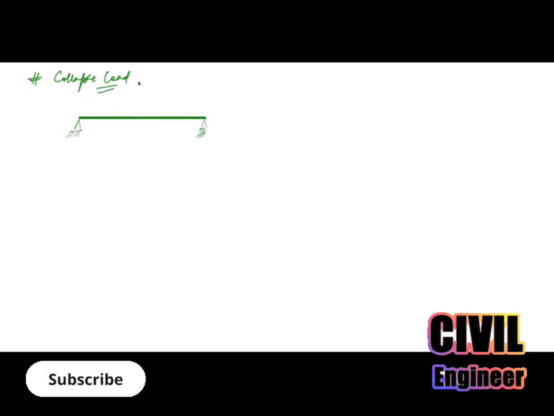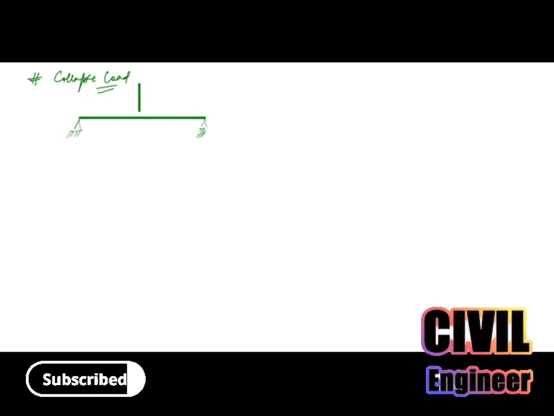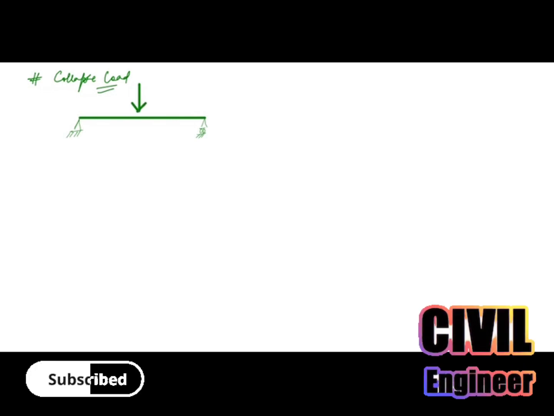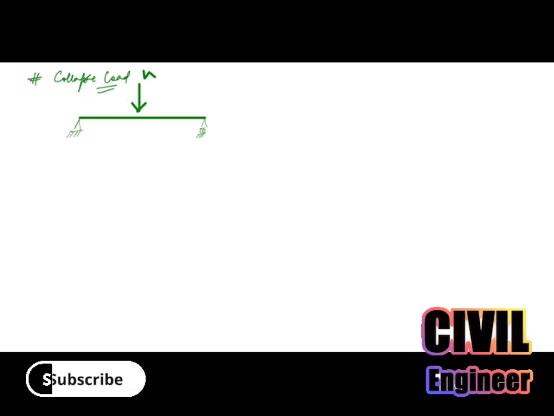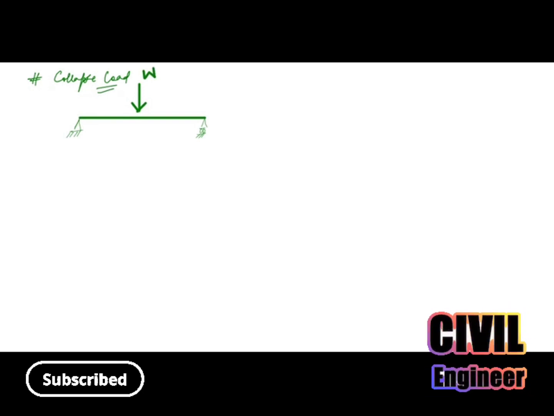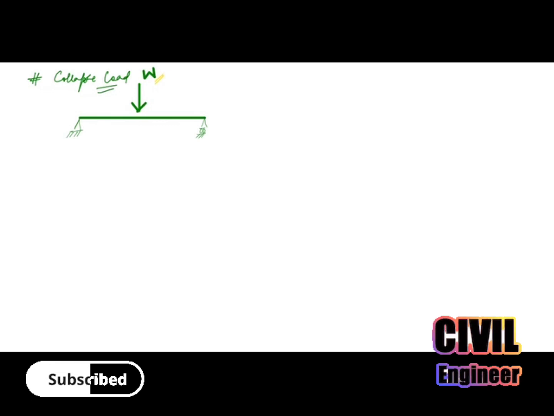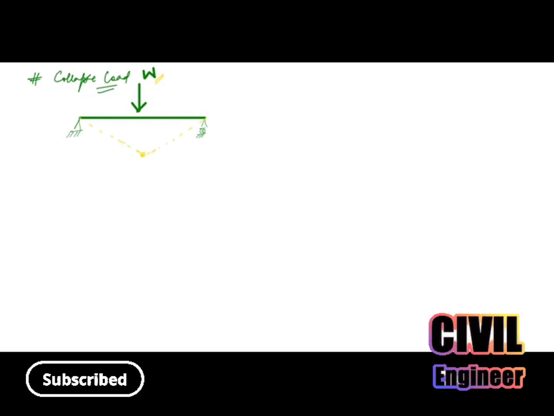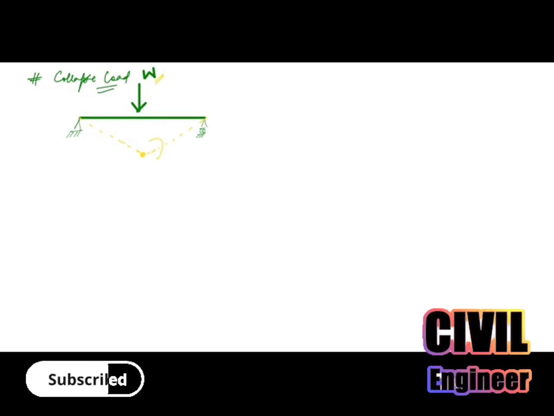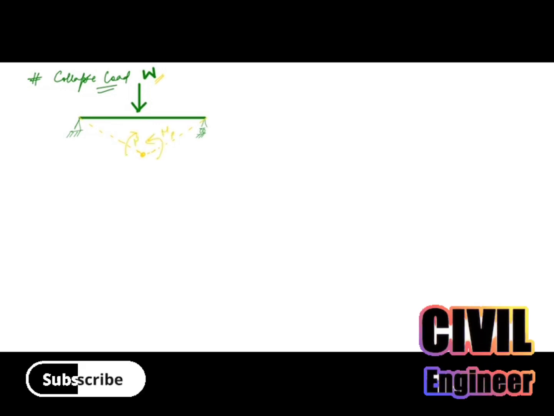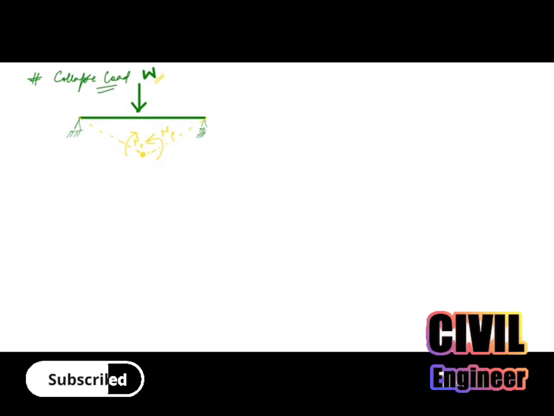Let us suppose this load W. This load W will be the collapse load when the moment at this location will be MP. That means when the plastic hinge is formed at this location. We'll use the principle of virtual work here.